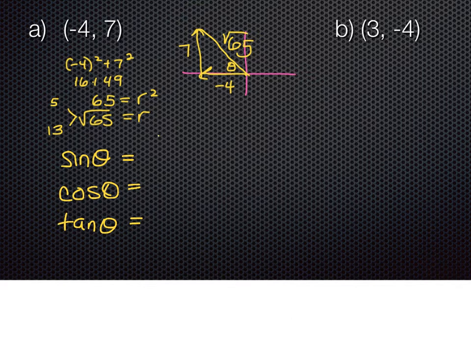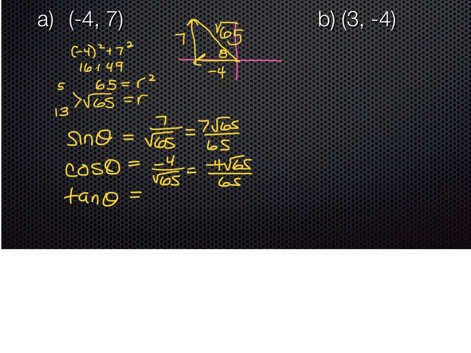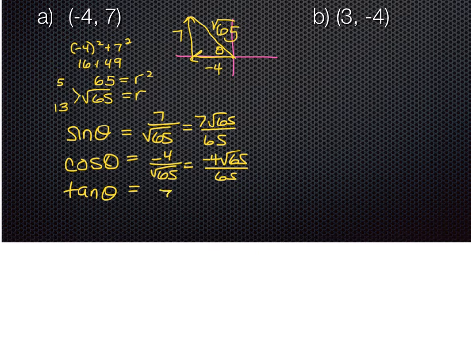Okay, so sine is 7 over the square root of 65, and then it gets rationalized. 7 square root 65 over 65. Cosine, -4 over square root 65 gets rationalized. -4 root 65 over 65. Tangent, opposite over adjacent, so 7 over -4. And again, that negative can be out front with the 7 or with the 4. It doesn't matter as long as it's only in one of those spots. You with me so far?